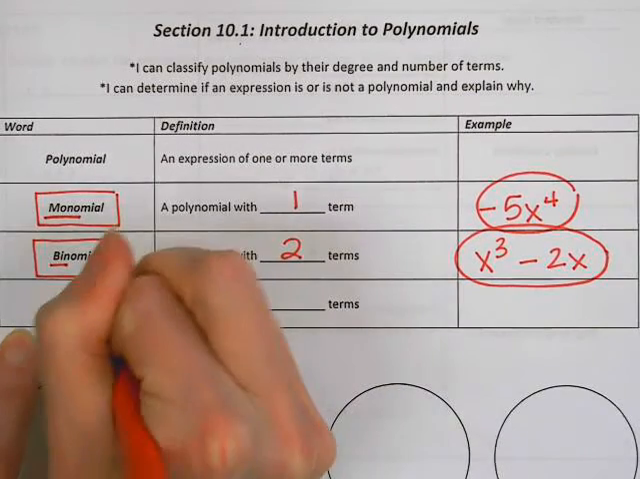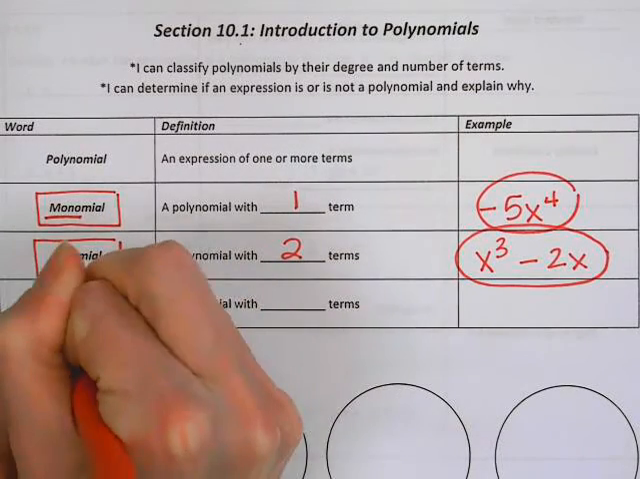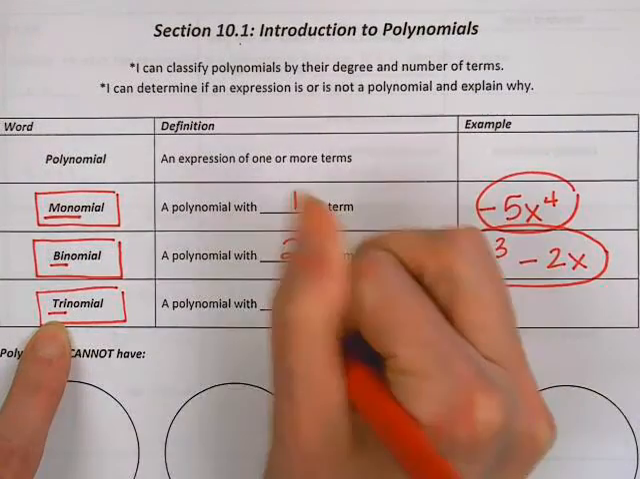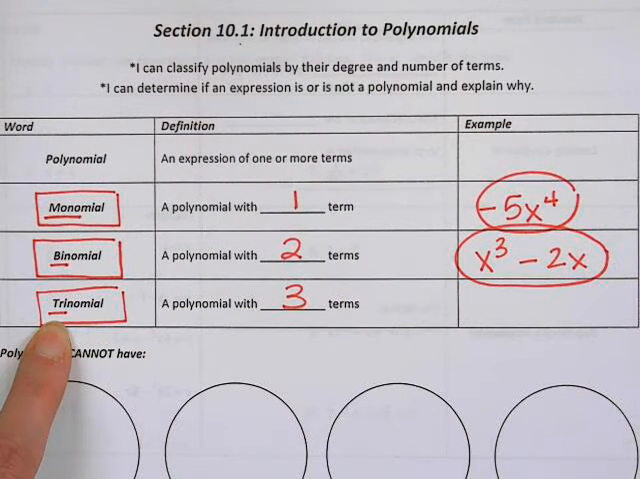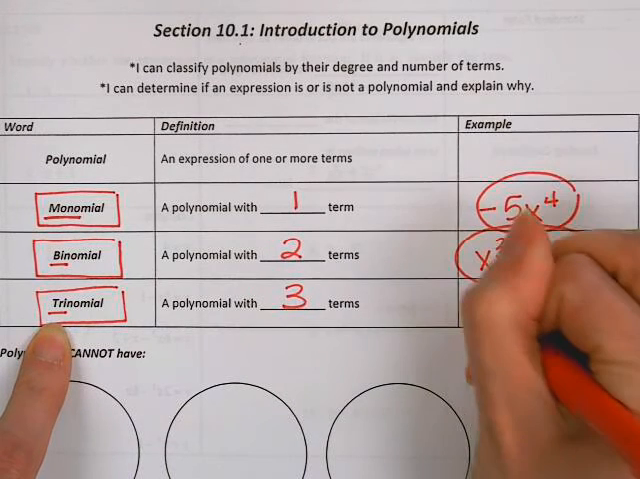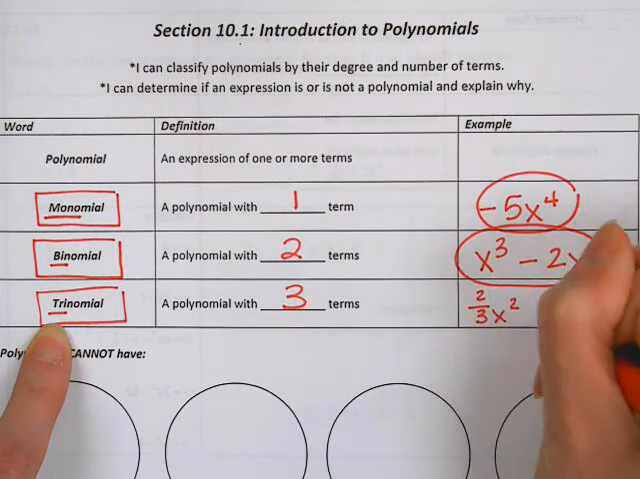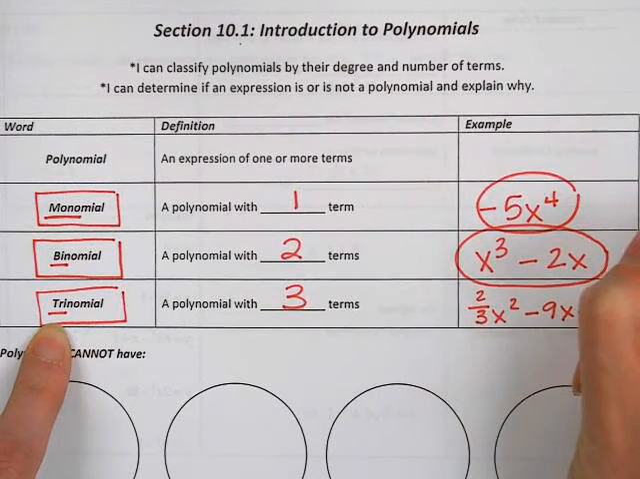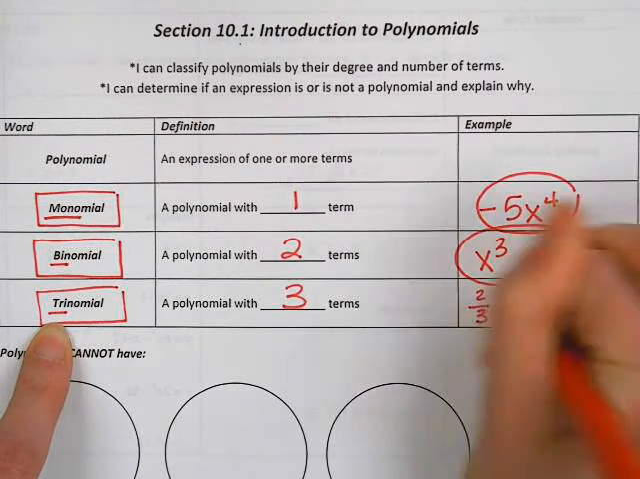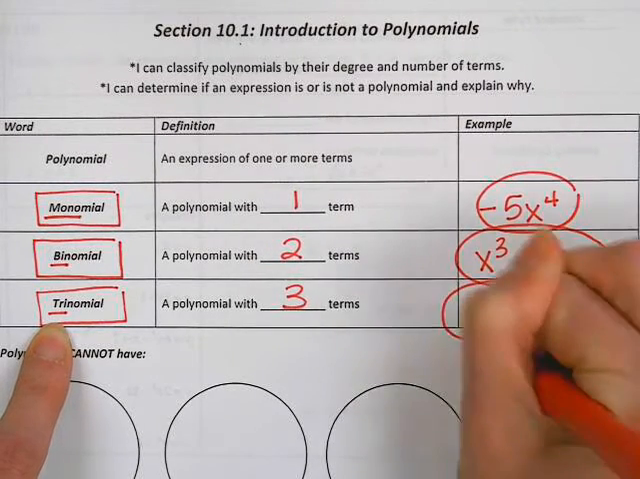And then trinomial, if you know the prefix tri, that's three. So a polynomial with three terms. And if I'm looking at our sheet from today, it looks like the last one, 2/3 x squared minus 9x plus 1. That could be an example of a trinomial because there's three terms.